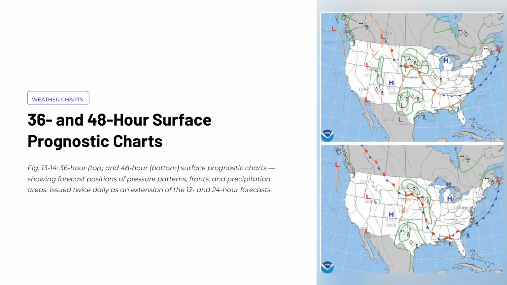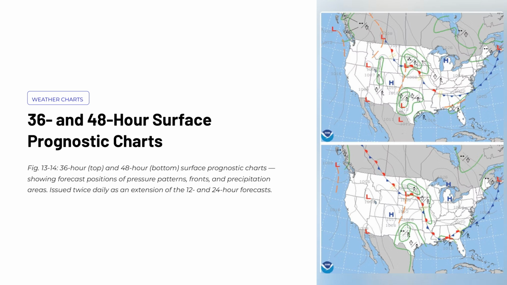The 36 and 48-hour surface prognostic charts extend the forecast picture beyond the shorter-range 12 and 24-hour progs, giving pilots and weather briefers a look further into the future. Like their shorter-range counterparts, these charts depict the forecast positions of high and low pressure systems, frontal boundaries, and areas of expected precipitation. They are issued twice daily, providing continuity with the nearer-term forecasts. Because these charts project conditions further out in time, the inherent uncertainty in the forecast increases, so they should be interpreted with that in mind.